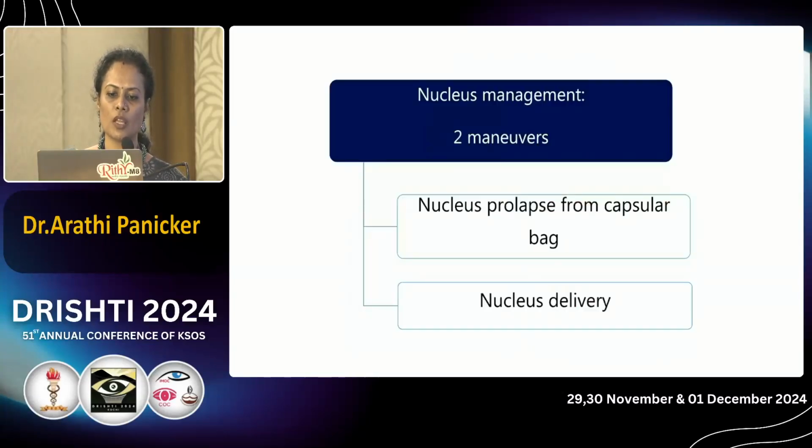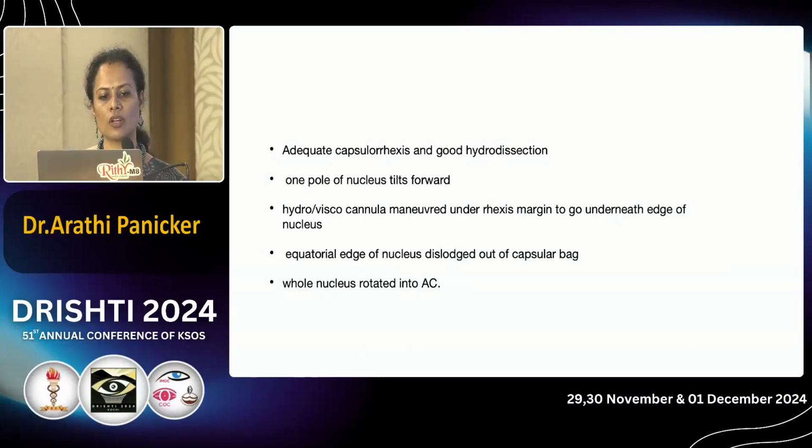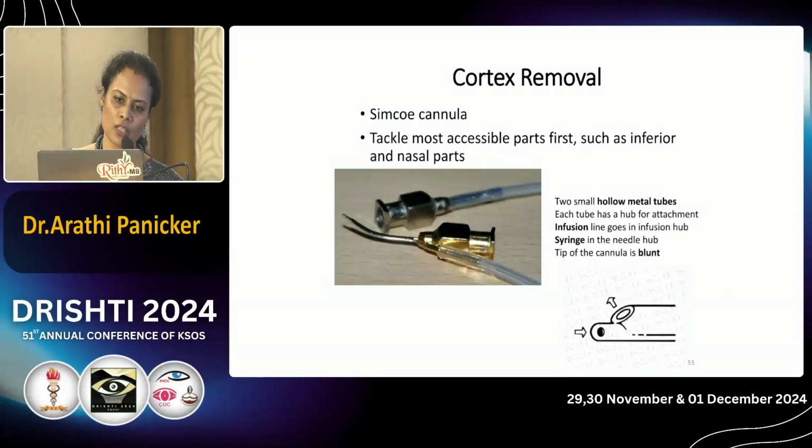Nucleus management can be nucleus prolapse and nucleus delivery, and an adequate capsulorhexis should be done after a proper hydrodissection. When one pole of the nucleus tilts forward, then a hydro or visco cannula is maneuvered underneath the rhexis margin. Then the equatorial edge of the nucleus is dislodged out of the capsular bag. The whole nucleus is rotated into the anterior chamber.